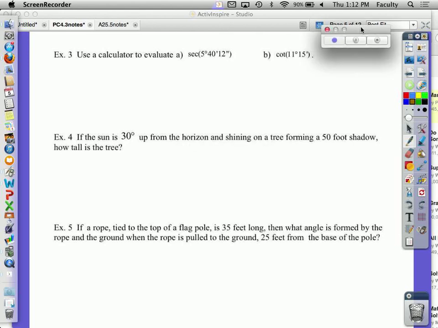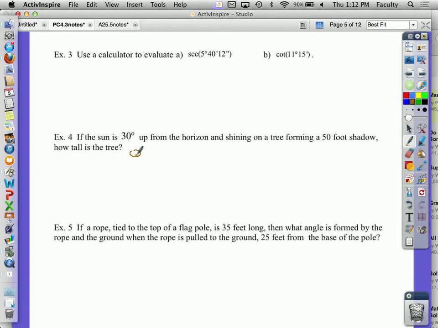Okay, here we go. We were up to example 4. It says, if the sun is 30 degrees up from the horizon and shining on a tree, so we'll make this our tree, and we have a 50-foot shadow, we want to know how tall is the tree.